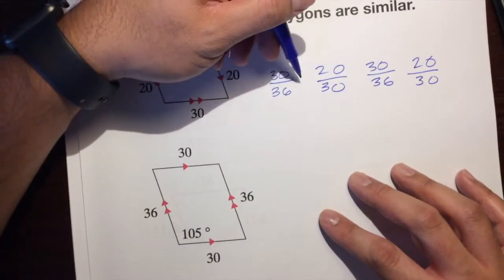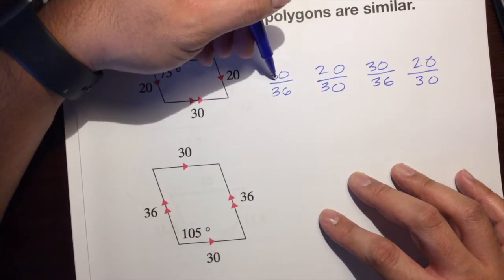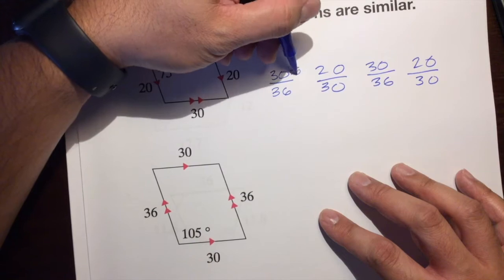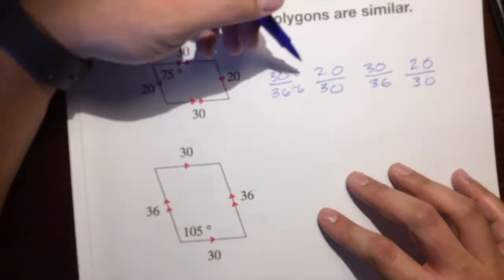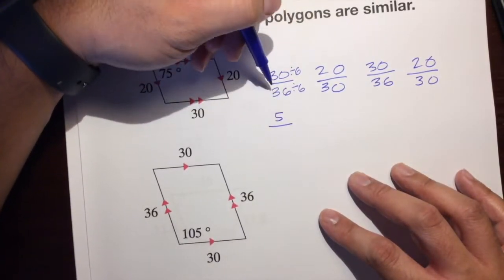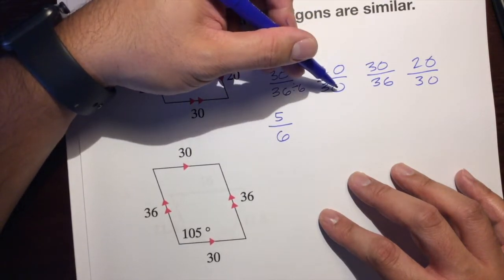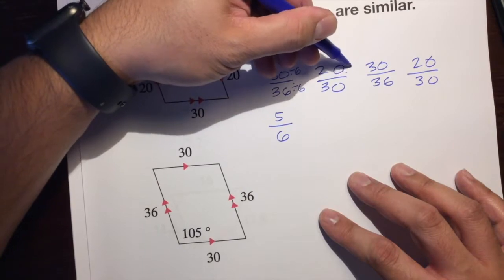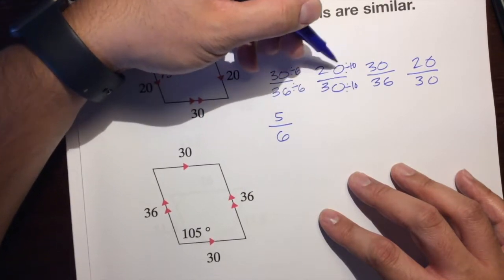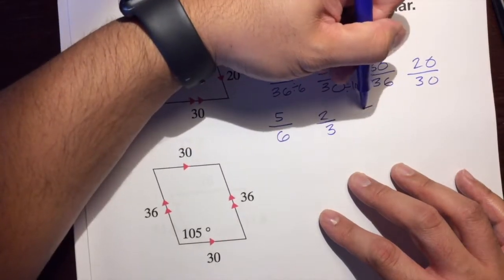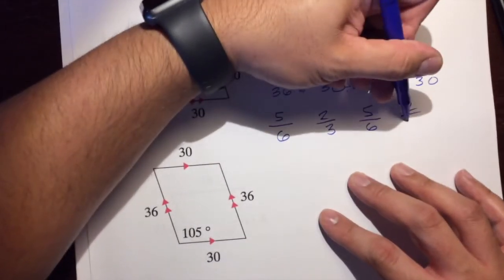Now let's simplify this. 30 over 36. What can you divide in both 30 and 36? Yeah, 6. 30 divided by 6 is 5. 36 divided by 6 is 6. 20 over 30. What can we divide in both 20 and 30? 10. 20 divided by 10 is 2. 30 divided by 10 is 3. 5 over 6, 2 over 3.